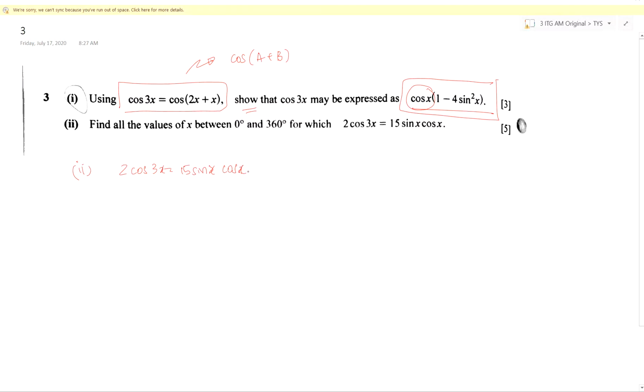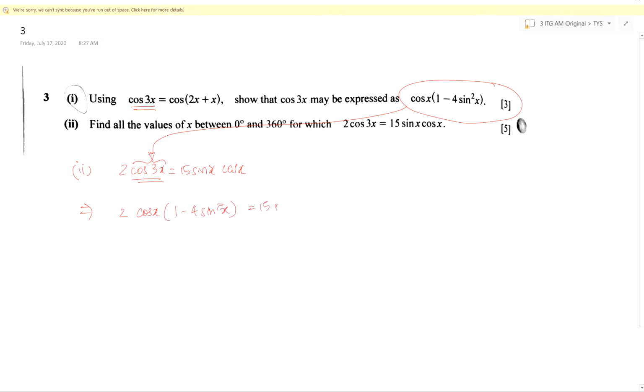So let us compare this with what was shown in part 1. We had cosine 3x shown over here. So whatever I've just underlined can be expressed as cosine of 2x plus x, or we can express it as cosine x times 1 minus 4 sine square x. Since they asked us to prove that, this is what we're going to substitute in here. So with the substitution we end up with 2 cosine x times 1 minus 4 sine square x equals 15 sine x cosine x. So let us subtract 15 sine x cosine x on both sides.